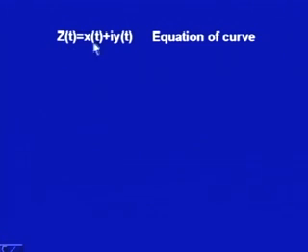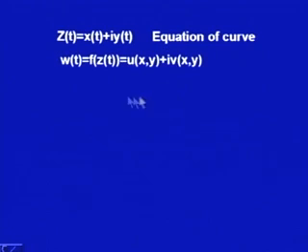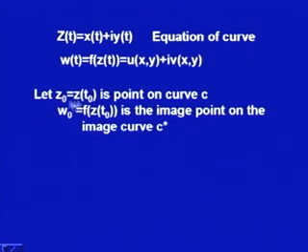So, let us say that z(t) is equal to x(t) plus i y(t) is the equation of a curve. It is the equation of a curve because t is a parameter of the curve. As we change t, we will have different points, and these different points constitute the curve. And w is equal to f of z(t) is the image of this curve, and we write it as u(x,y) plus i v(x,y). Let us say z0 is a point on curve C, then the corresponding point w0, which is f of z(t0), is the image point on the image curve C star.